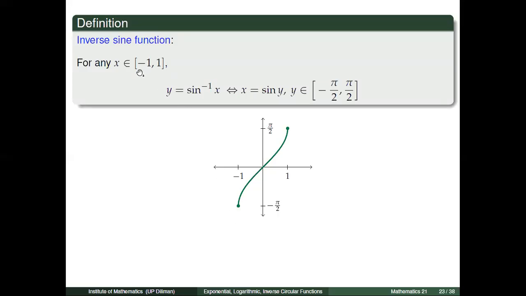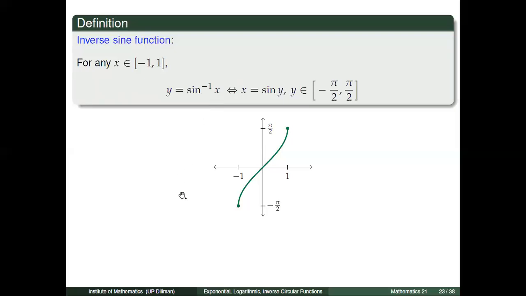Okay, the closed interval -1 to 1 here is the range of the original sine function, and it is now the domain of the inverse sine function. For any x in the closed interval -1 to 1, the inverse sine of x, which we denote in this manner, sine with a superscript of -1, is the number y satisfying x equals sine y, and y is in the closed interval negative pi over 2 to pi over 2. In other words, the inverse sine of x is the angle in negative pi over 2 to pi over 2 whose sine is equal to the given value x.